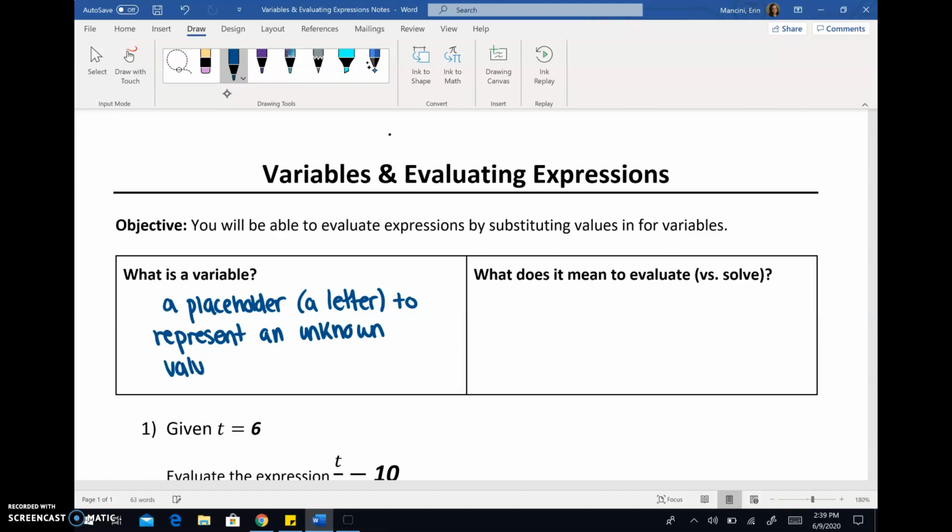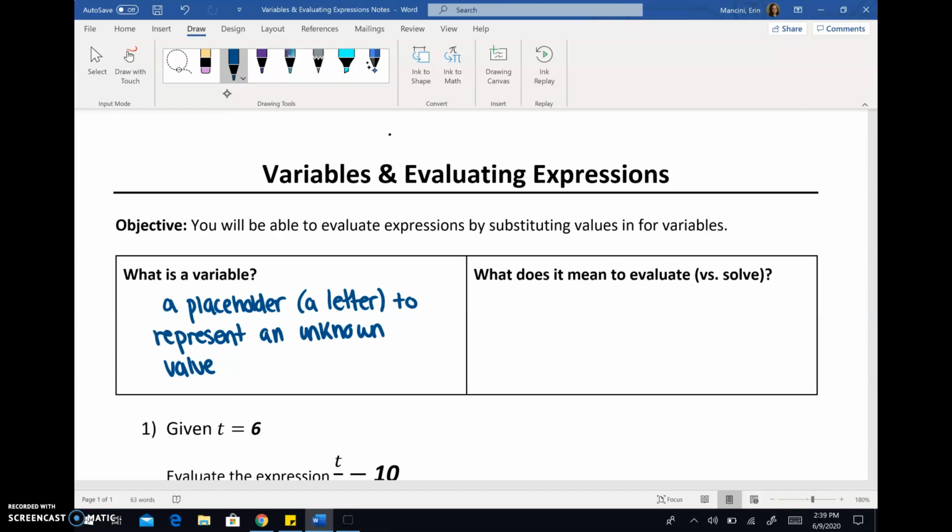And when I say an unknown value, I mean an unknown number. So if you say like 3x, okay, that means 3 times x. We don't know what x is, but it's some unknown number. So it could be 3 times 4 if x is 4, but we just don't know what that number is.